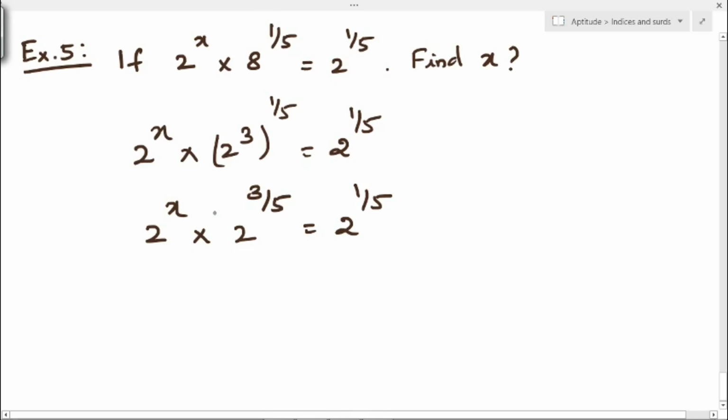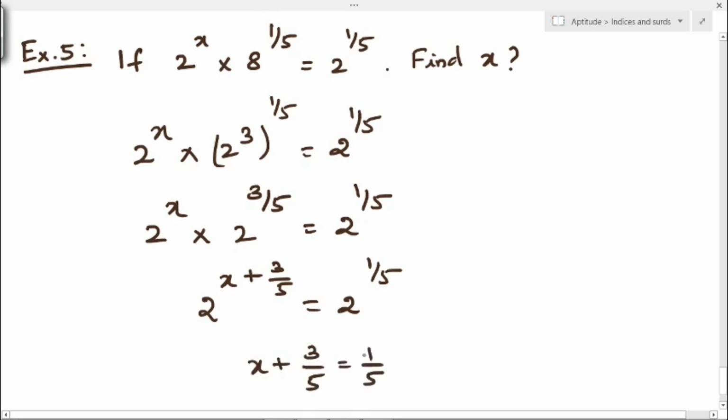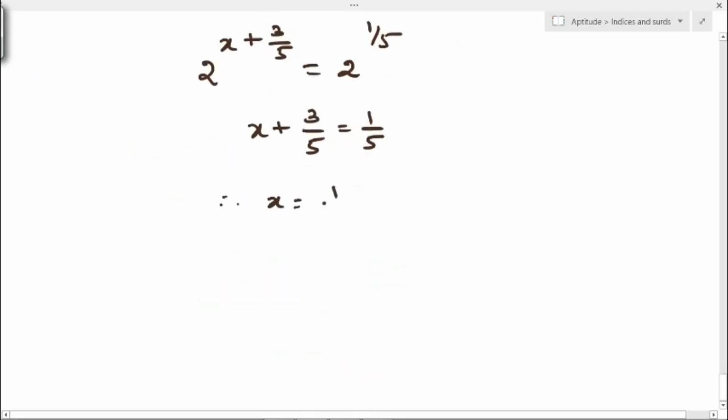So now we have to equate the powers. On the left hand side, 2 power we have x and 3 by 5. Because we have the common base, we have to add the powers: x plus 3 by 5 equal to 2 to the power 1 by 5. Now here also we have the common base, that is 2 to the power x plus 3 by 5 equals 2 power 1 by 5. So this is nothing but x plus 3 by 5 equals 1 by 5.